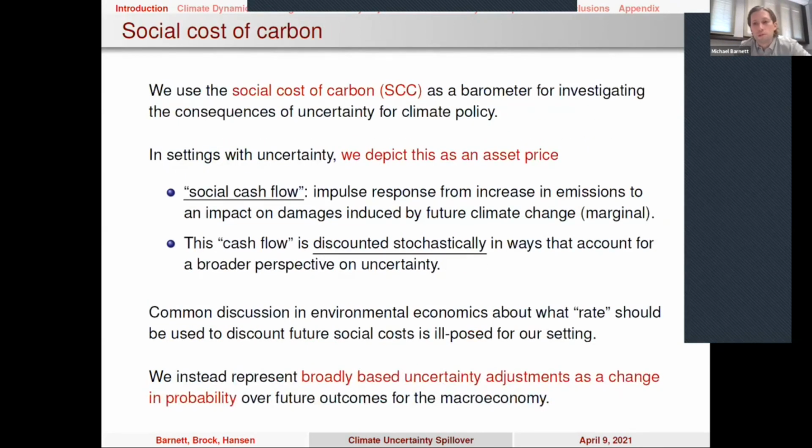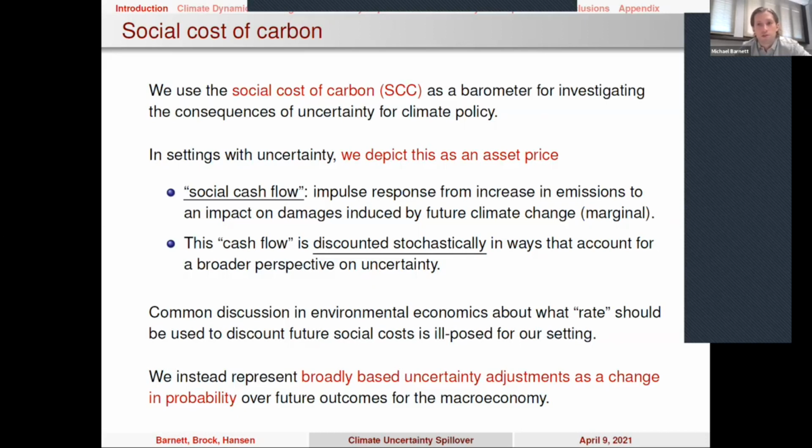Now, we're going to use a pretty standard policy measure called the social cost of carbon, which is a dollar valuation of an additional ton of carbon in the atmosphere, as our barometer for thinking about the consequences of uncertain climate policy. In this setting with uncertainty, we're going to depict this as an asset price where we can use asset pricing theory and tools to think about these components.